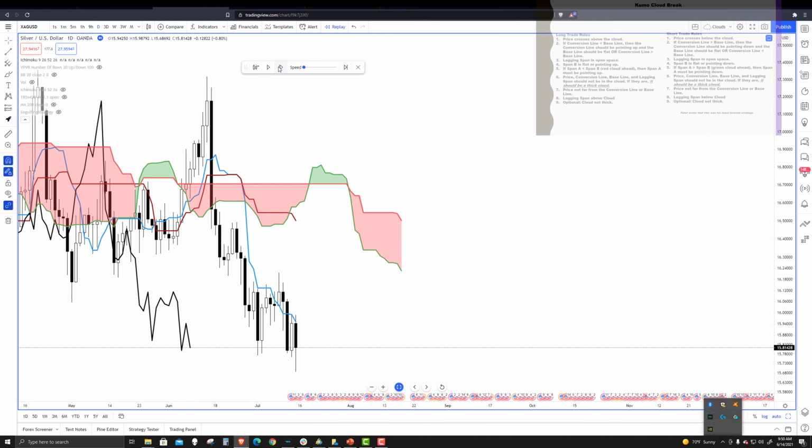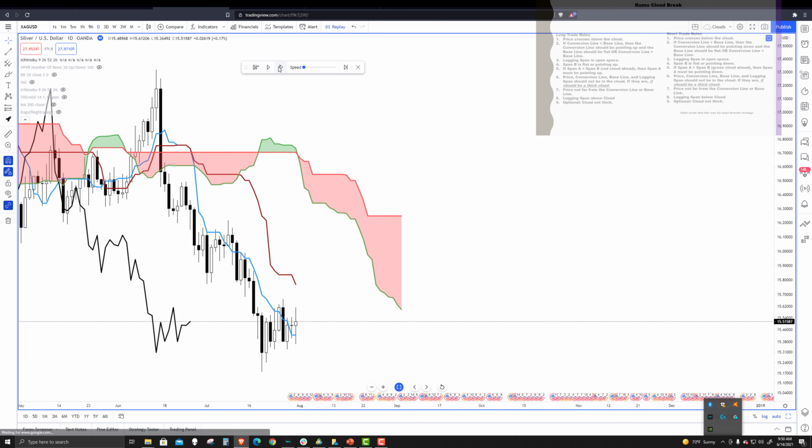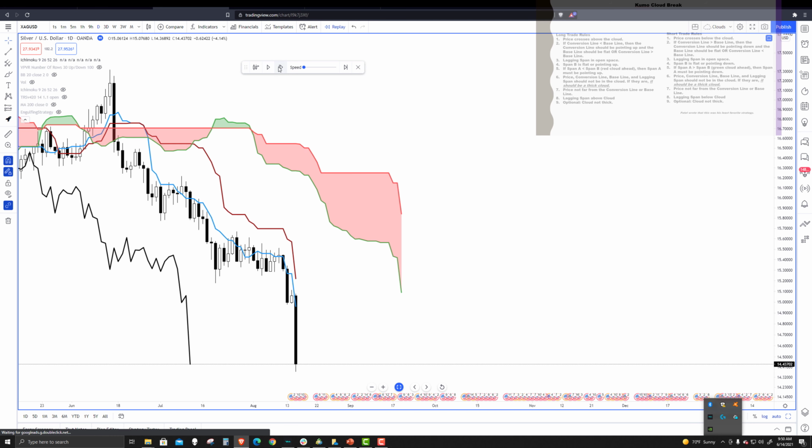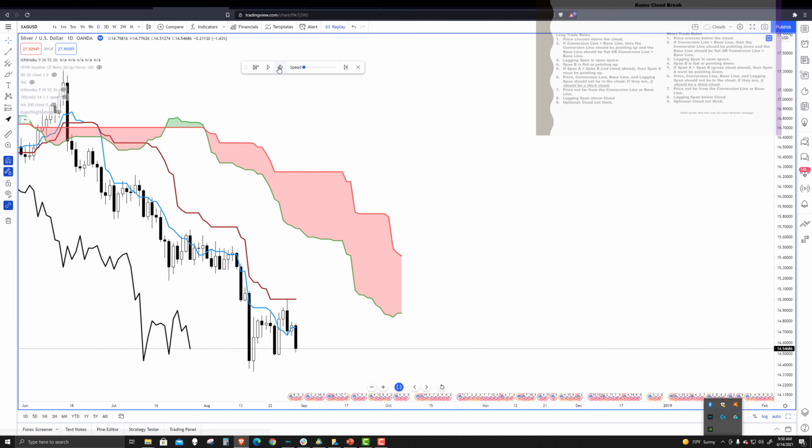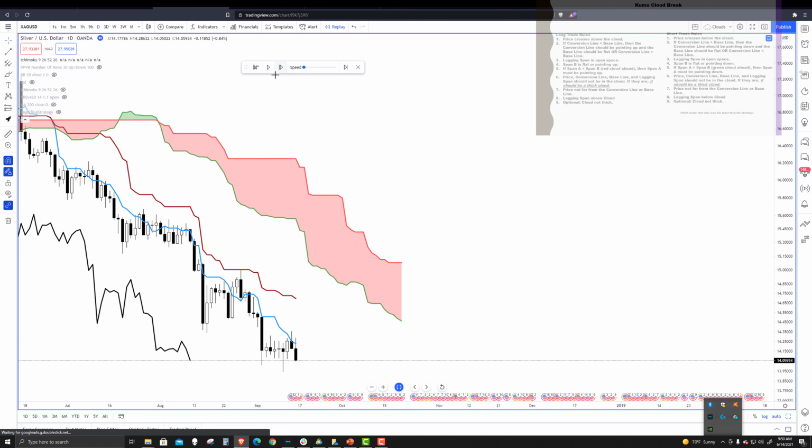And that's the resulting price action. Again, I cherry pick these because they're good examples, but it is not indicative of any real world trading results. All right, so that's the Kumo cloud break.